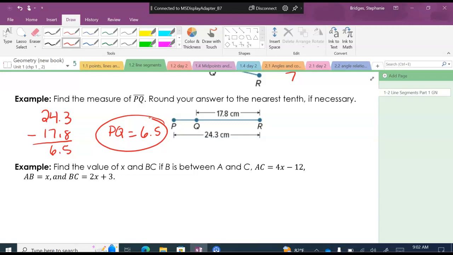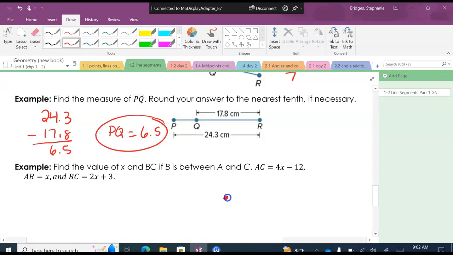Now this next one's a little bit more challenging. First of all, it doesn't give us a picture. Second of all, it has variables in it. So here's what we need to do. Let's read the first sentence. Find the value of x and the length of BC if B is between A and C. So the first thing I want you to do is draw what that says. Draw yourself a segment where B is between A and C. Doesn't matter where between, just somewhere between.